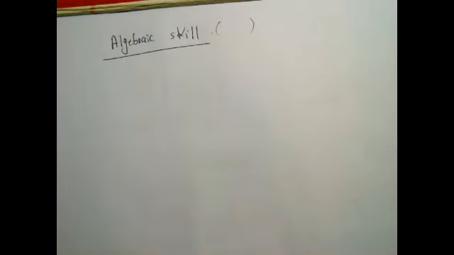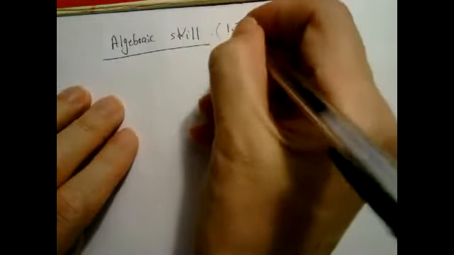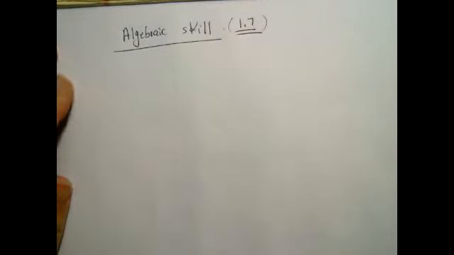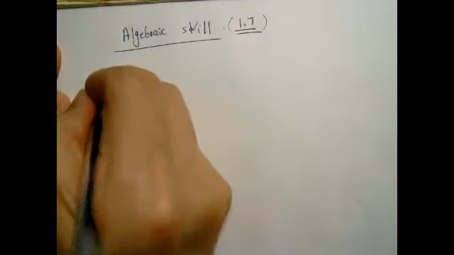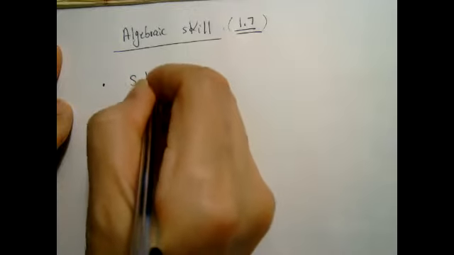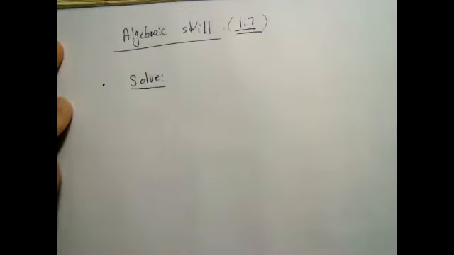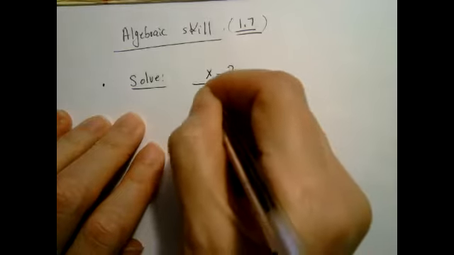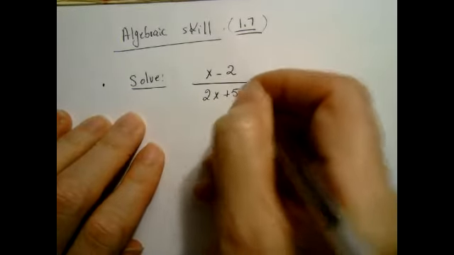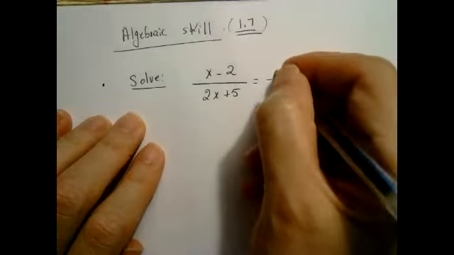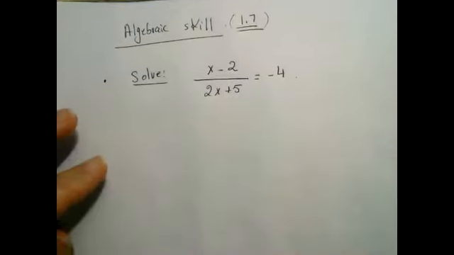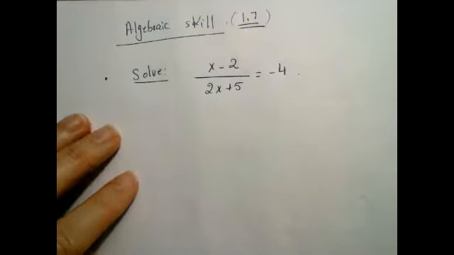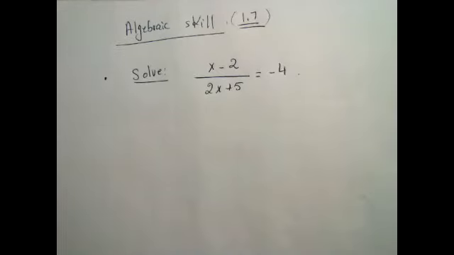So the algebraic skills that we really developed, this is usually, I think, in section 1.7. Let us say I'm going to ask you to solve the following equation. I would like to do 2 equations with you. Suppose I ask you to solve the following equation, a simple one: (x minus 2) over (2x plus 5) equals, let us say, minus 4. This is only an algebraic skill here. All right, how would you do that?